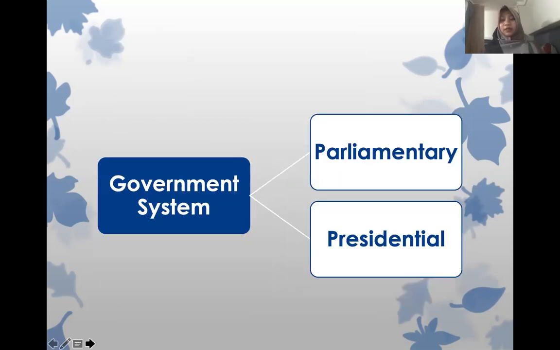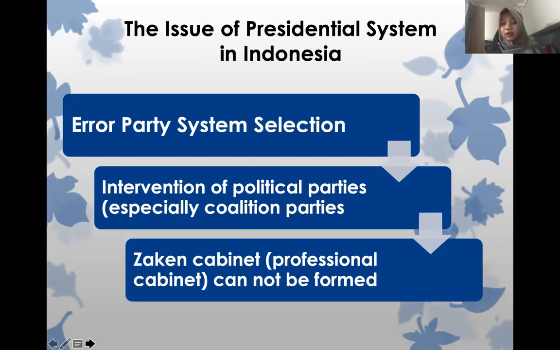And then the government system. There are two systems. The first is parliamentary and the second is presidential. That's the issue, or the problem, of the presidential system in Indonesia. As you know, Indonesia uses the presidential system. And what is the issue or problem that appears in Indonesia?